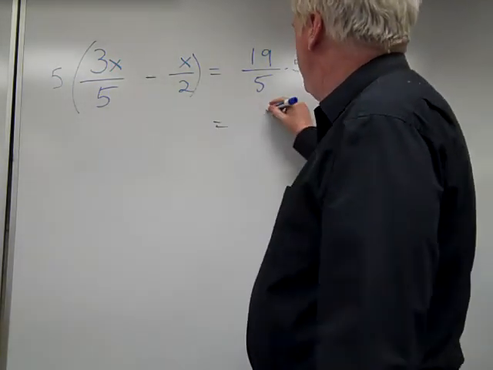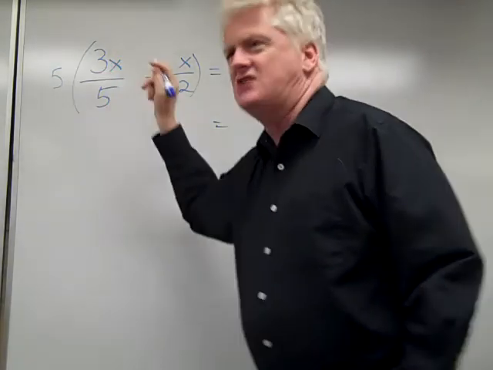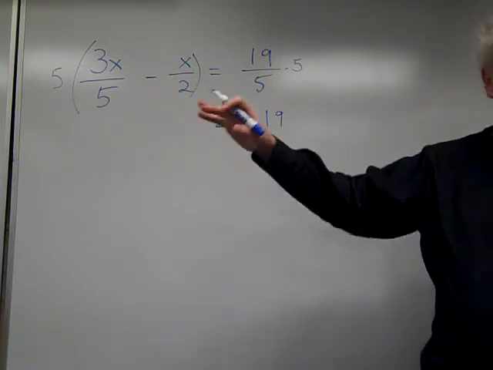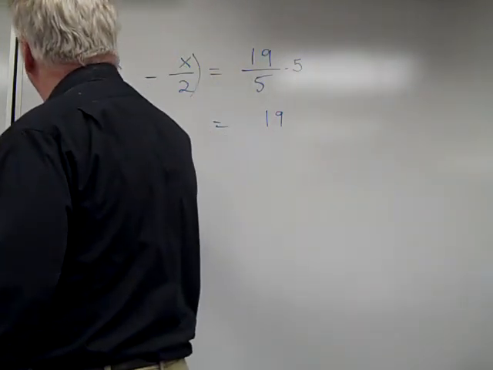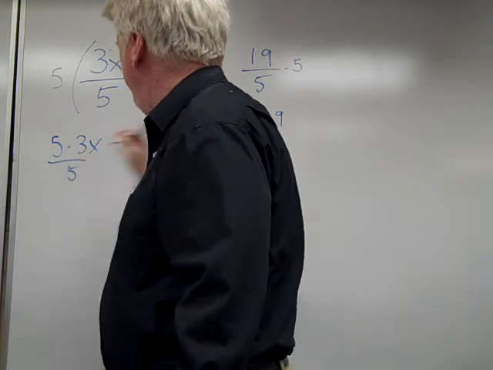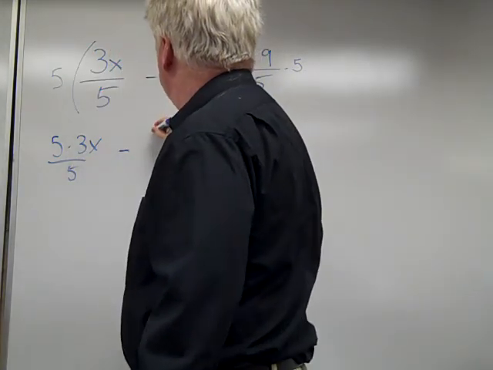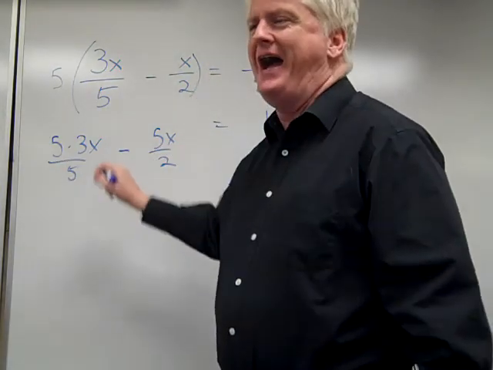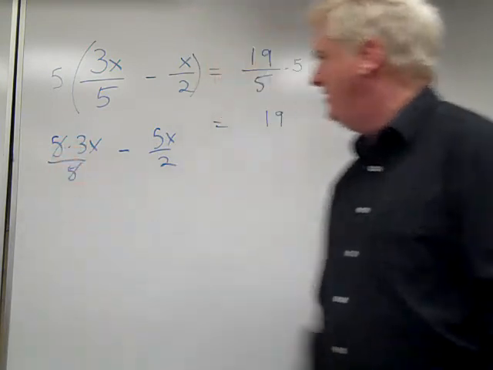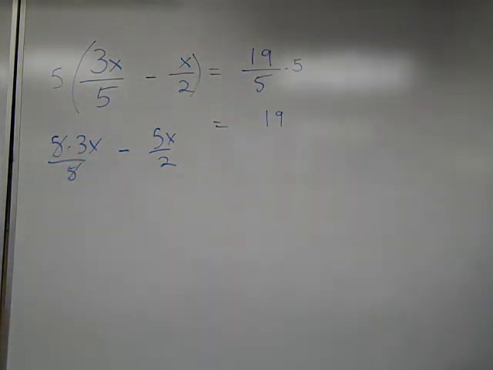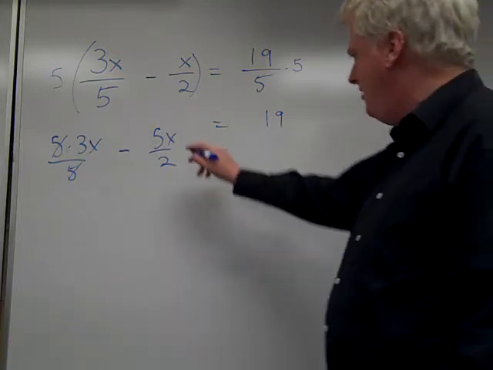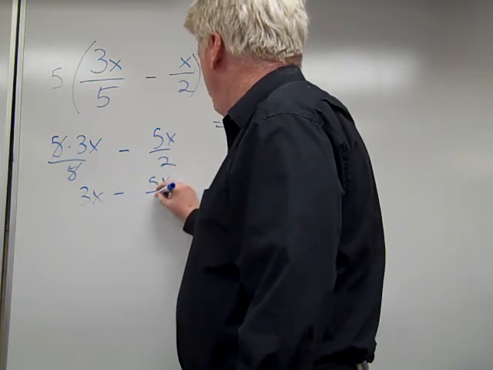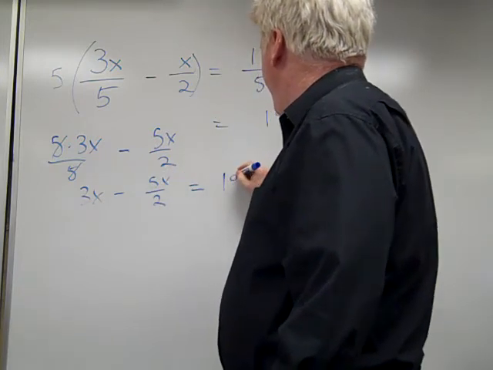And so this becomes 19. It's so tempting to do the cancellation right away. Do not. Distribute first and then cancel. So we've got 5 times 3x over 5 minus 5 times x over 2 equals 19. Now, in this fraction, there's a common factor of 5 over 5 that needs to go. This still remains a fraction. But at least now we're down to only one fraction rather than 3.